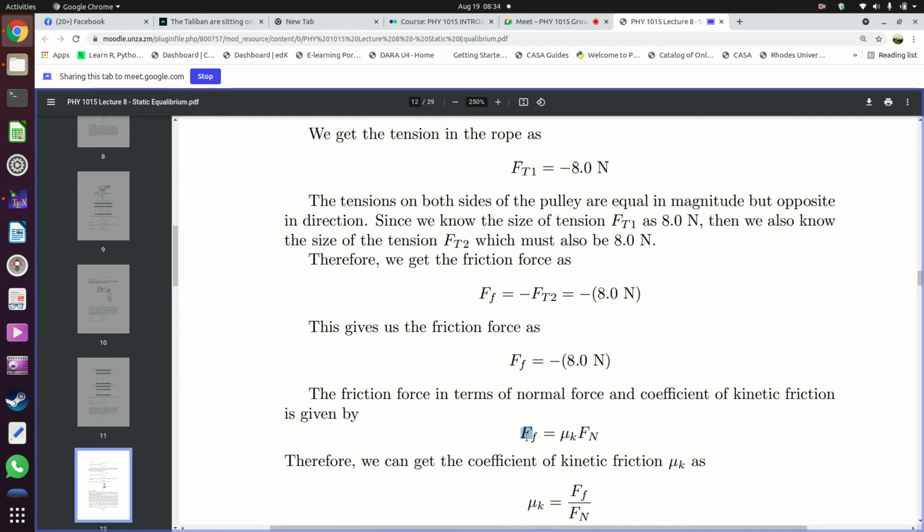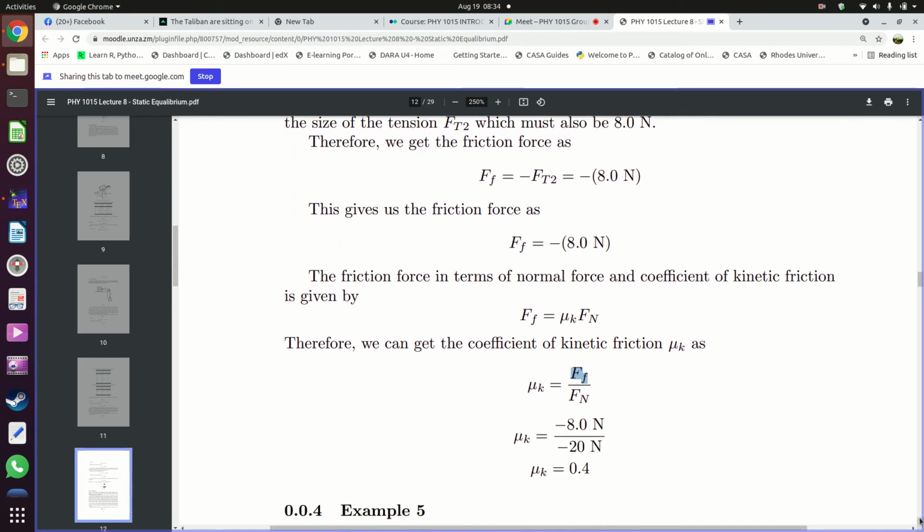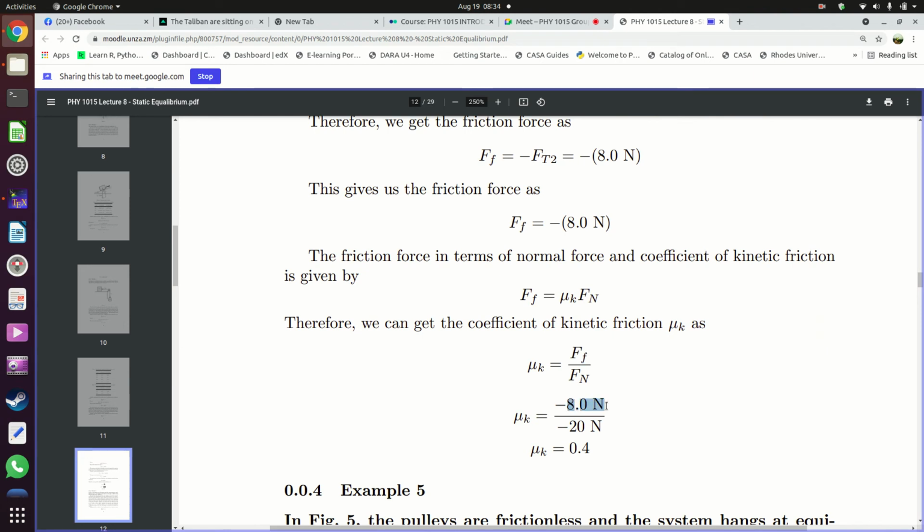So we can rewrite our friction like this. The friction force Ff is going to be equal to the coefficient of friction multiplied by the normal force. Therefore, we can work out our coefficient of friction to be equal to the friction force divided by the normal force. Our friction force in this particular case is 8 newtons, and our normal force is 20 newtons. So 8 newtons divided by 20 newtons, we're going to end up with a coefficient of friction equal to 0.4. Is that clear? Yes, sir.